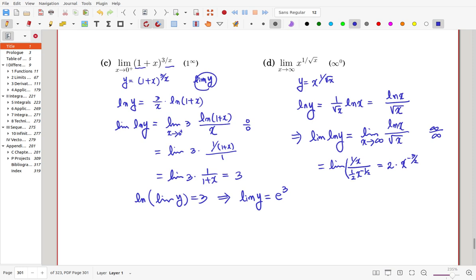X to the minus 1 divided by x to the minus half, not minus 3 over 2, minus half. Okay, so once x is approaching infinity, then it will become 0. So the logarithm of the limit of y is 0, which means that the given term must be 1. So if you are taking logarithm, then the value must be 0. So 1 is the final answer. Okay?